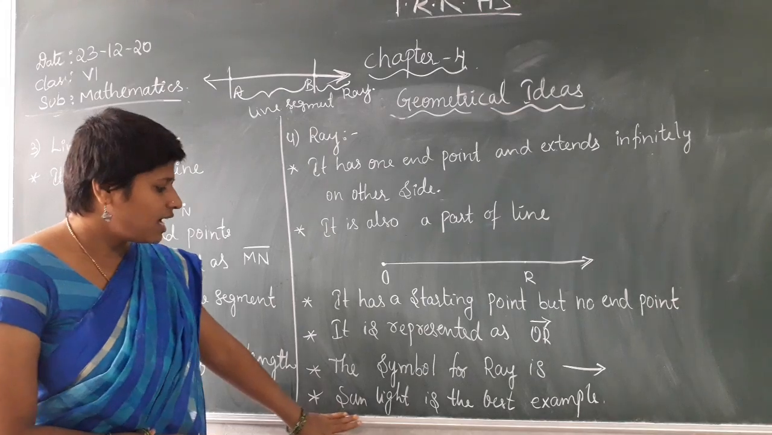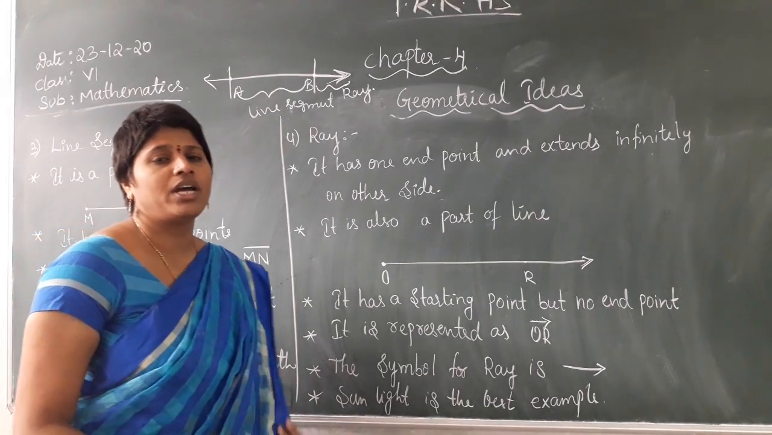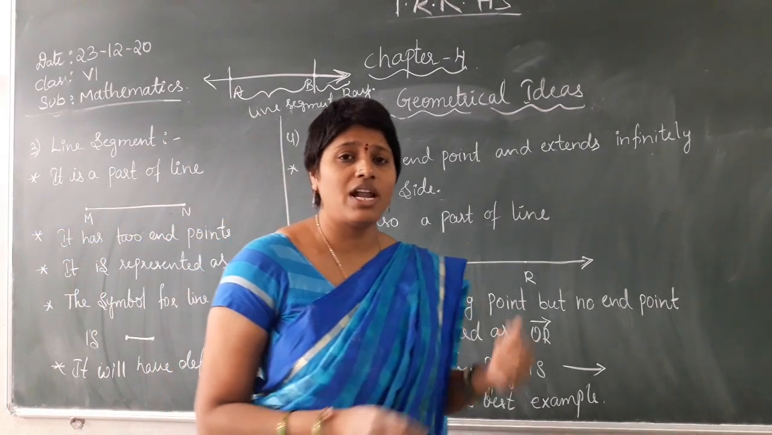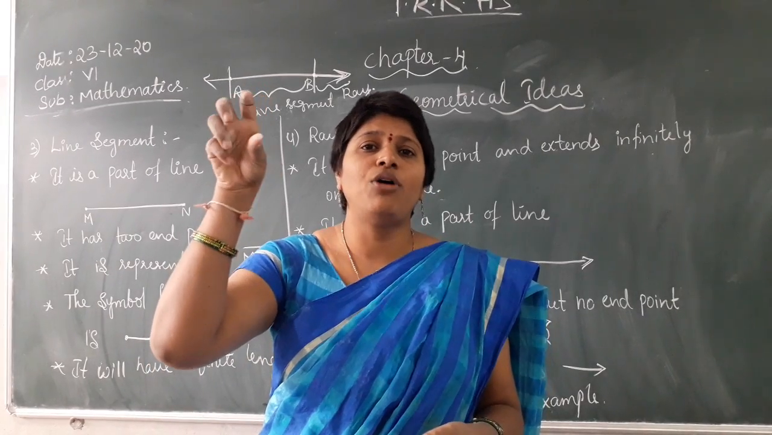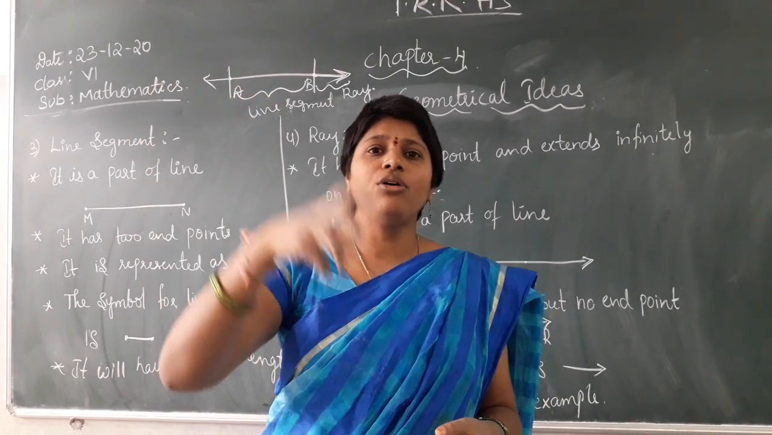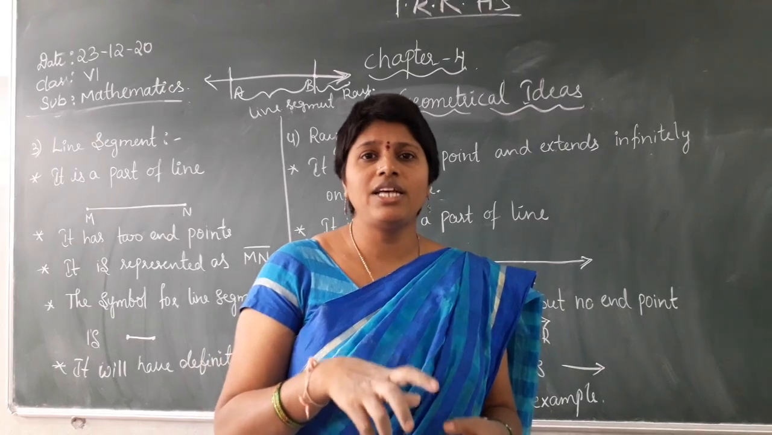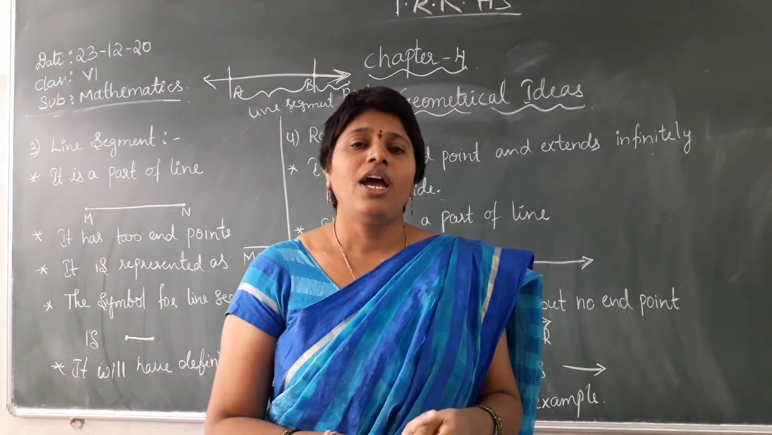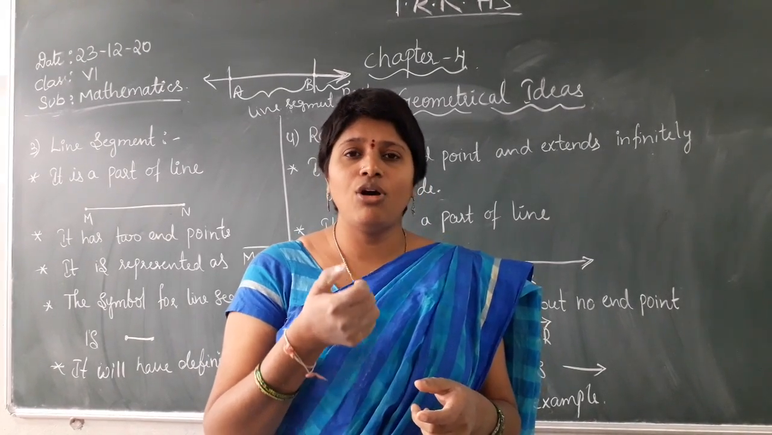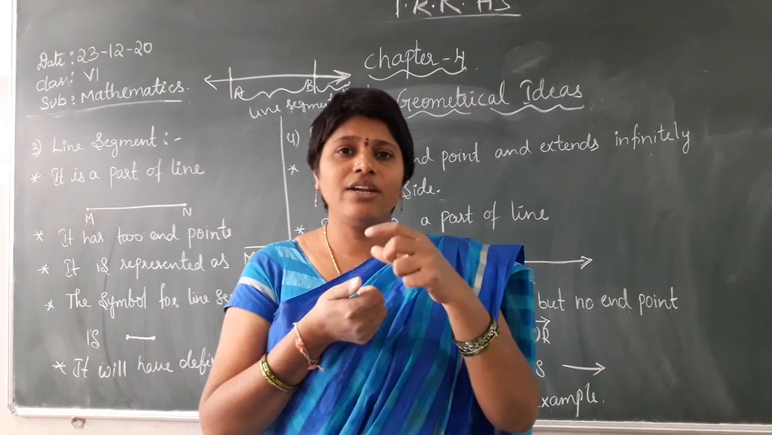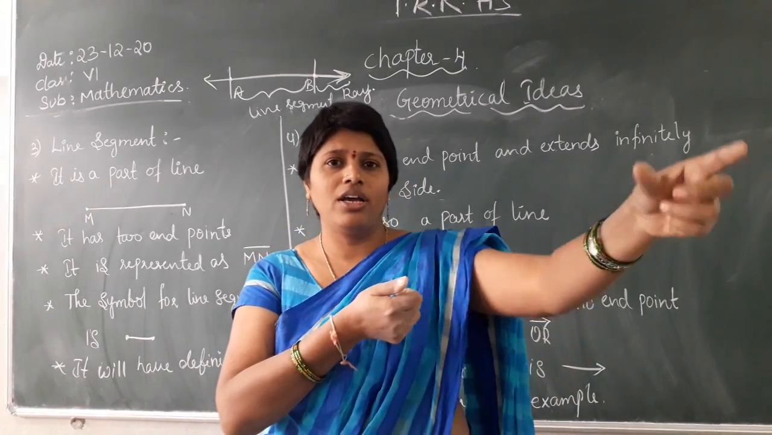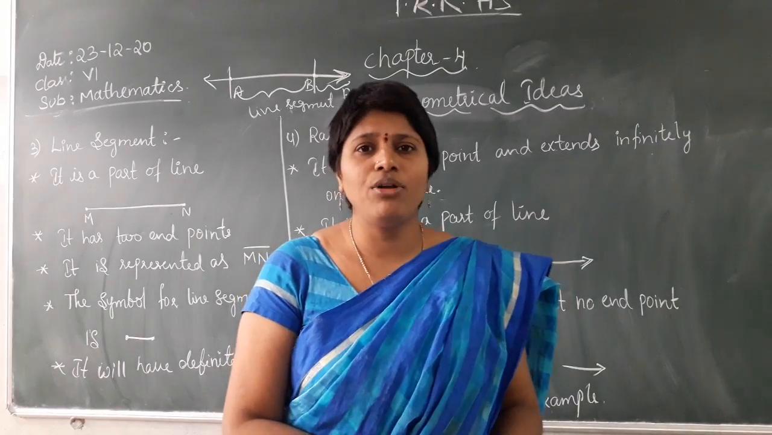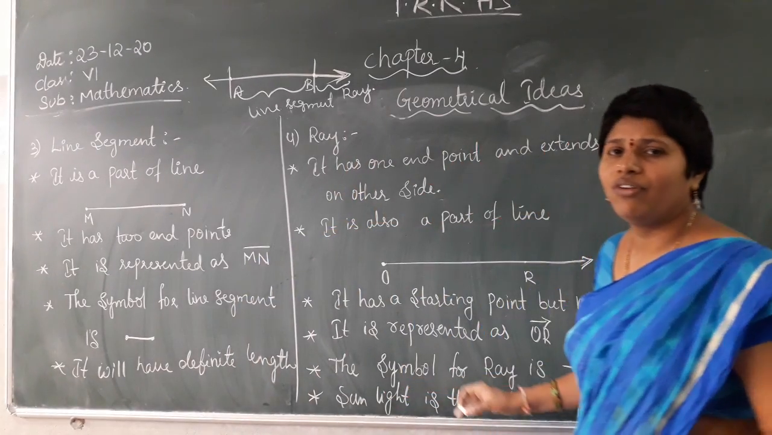Now sunlight is the best example. You can give many more examples for light. Sun rays: how will the sun rays be? The Sun is your starting point. How will the rays fall on you? Only in one direction. Yes, so that is the best example. And if you take a torchlight, when you turn on your torchlight, the torchlight will be your starting point and the rays will extend for a long way. Yes, so that is the best example. So many more examples you can give for this.